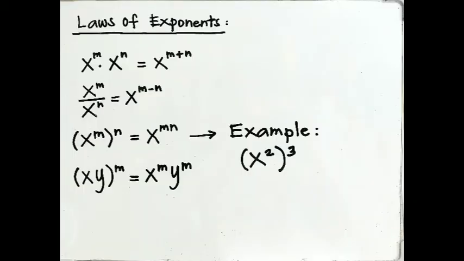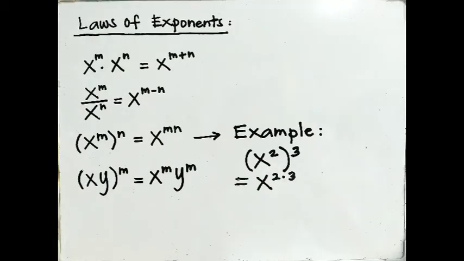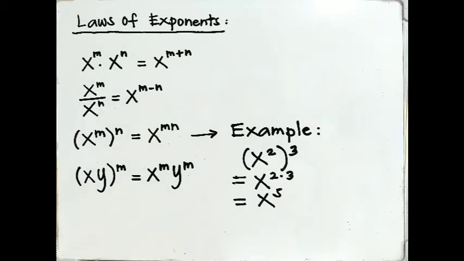For the law of exponent on the quantity x to the m power raised to the n power, the exponents are simply multiplied. For example, quantity x squared raised to the third power. The quantity will become x to the power 2 times 3. Thus, the result will be x to the sixth power.